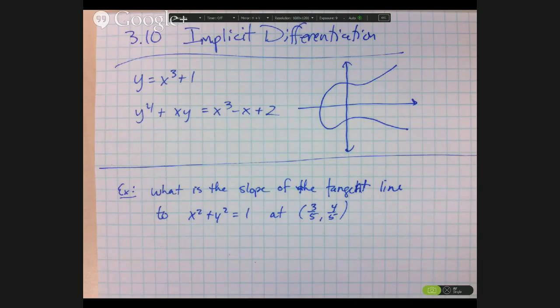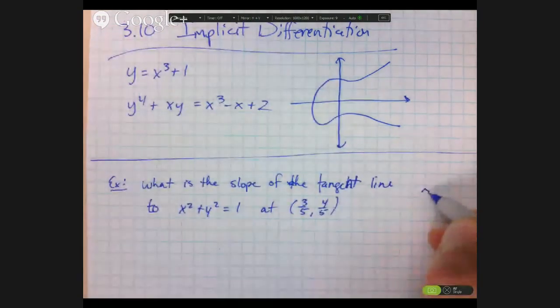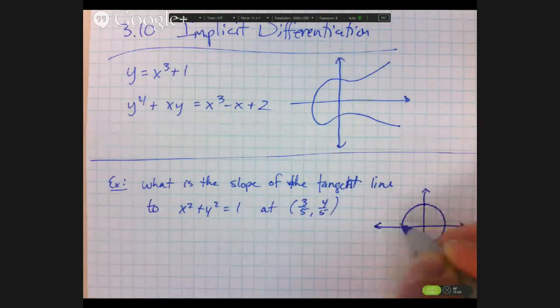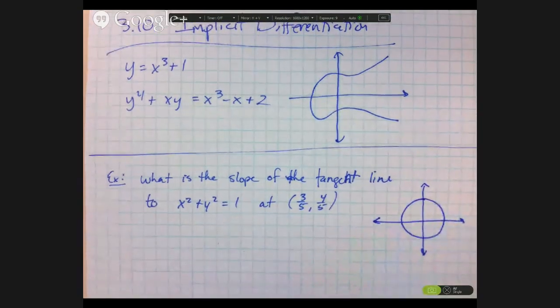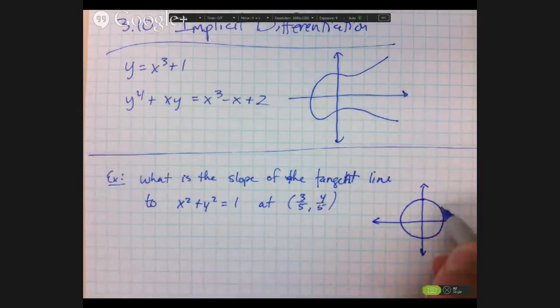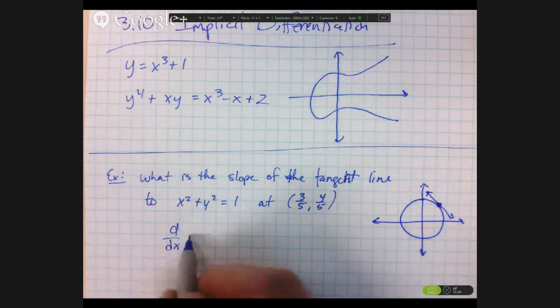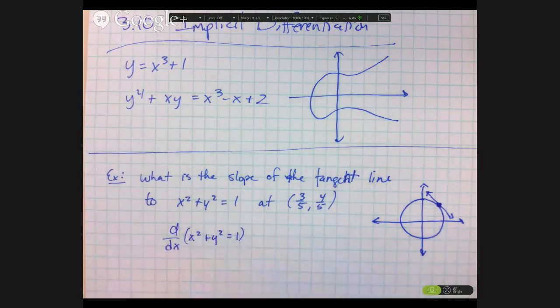Does anybody know what that shape is? It's a circle with radius 1. Yep. Okay, so that's what that looks like. We're looking for the tangent line somewhere in here. So we need the derivative of that function.